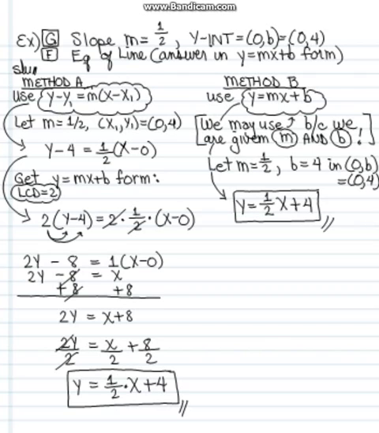And that's why so many people are tempted to do this problem using method B, even when you're not given the y-intercept. If you don't have a 0 in that x position, you cannot use method B. You have to use method A. So be very cautious about that, because that could really spoil your test if you use the wrong formula.